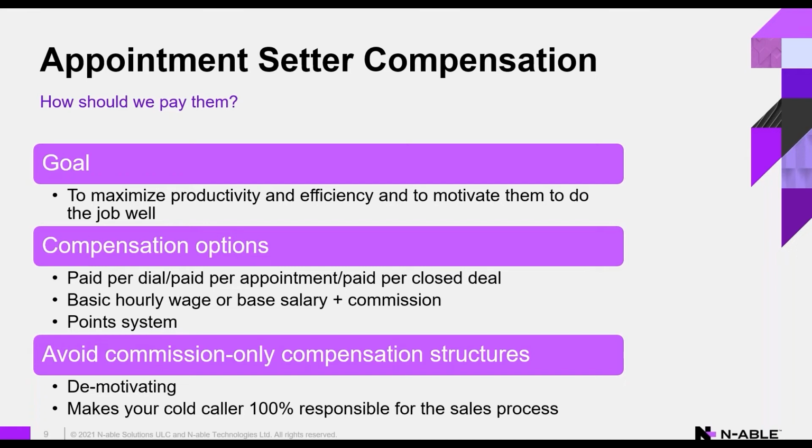And what we do here at Enable, because I did speak to one of our former inside sales managers, is we use a base salary, but we use a point system.